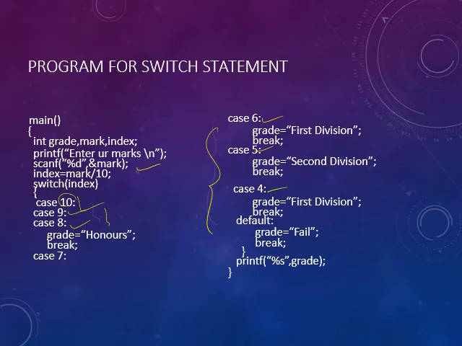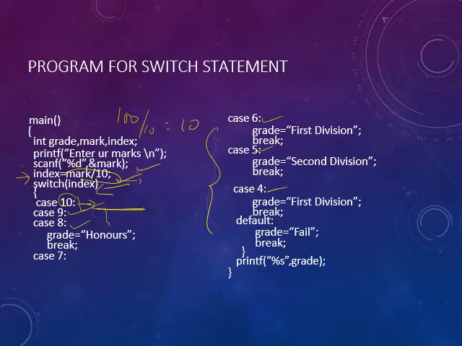So here marks are entered and index is calculated. When you are asked to enter some input to the switch, the input to the switch is given here, marks by 10. Whatever value you get will be your index, and your index can be 10, 9, 8 or any of these case labels. So only the statements which belong to that case are executed. If suppose the marks are 100, then index is equal to 100 by 10, that is 10. Then this 10 is passed to the switch case and it goes to case number 10. Whatever statements are there in this particular case, only that will be printed.